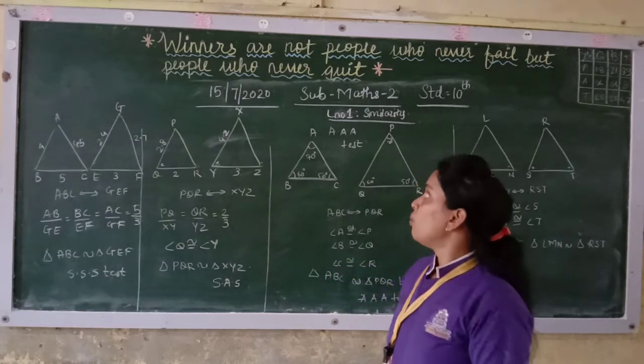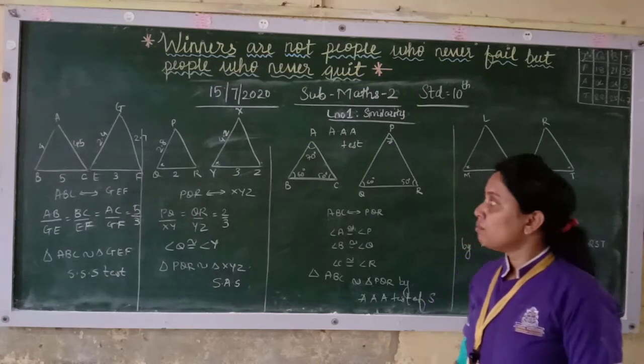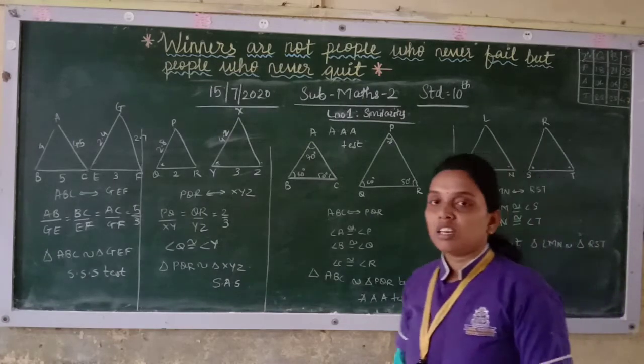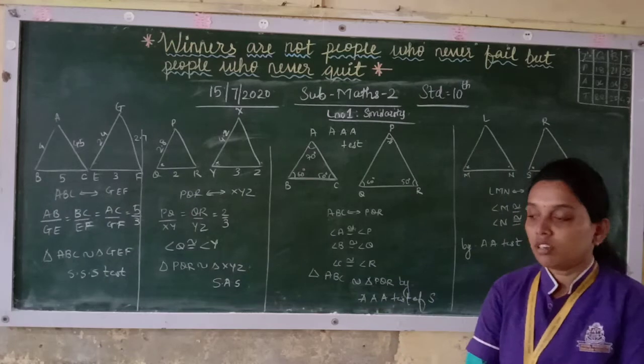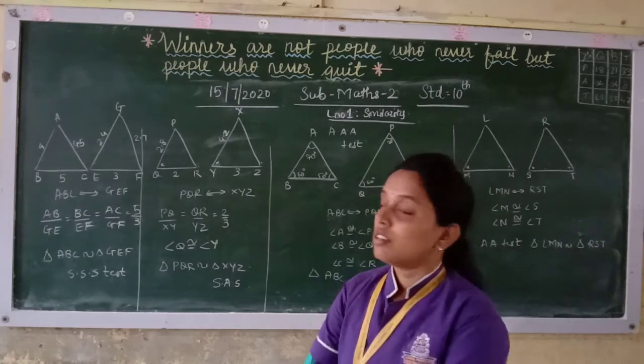So today we will see standard 10 maths 2, chapter number 1, that is similarity. In previous sessions we had done the first half of the chapter. So now we will see what is similarity and the test for similarity.